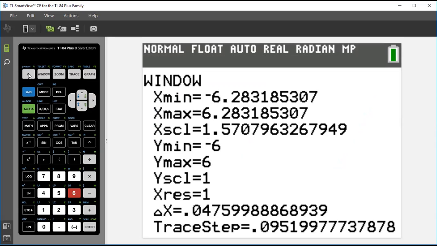Do you need me to read them off again? Okay, so the x min needs to say -2 pi. The x max is going to be 2 pi. The x scale is pi divided by 2. Are you good? Okay. So now go to y equals.